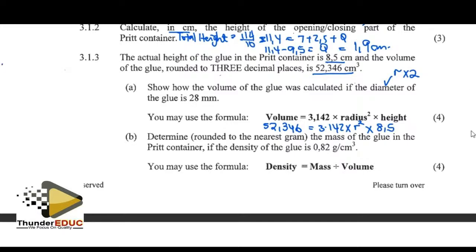Let me do it from here. This is part B. Volume equals pi r squared h. Remember, they've given us the volume already.